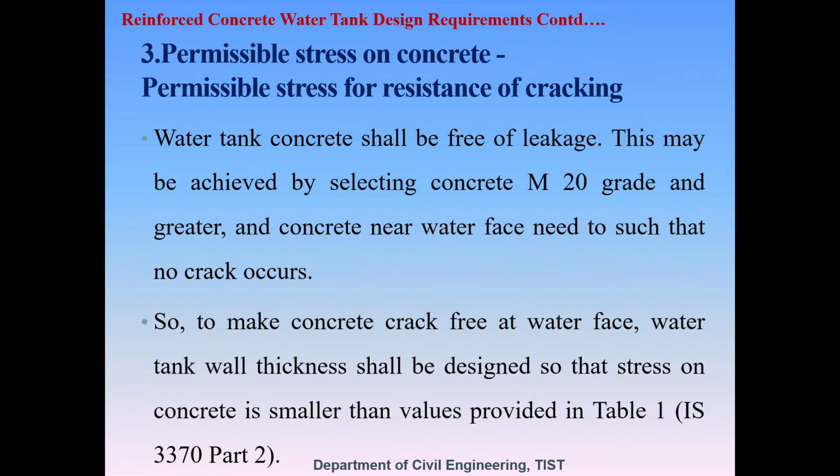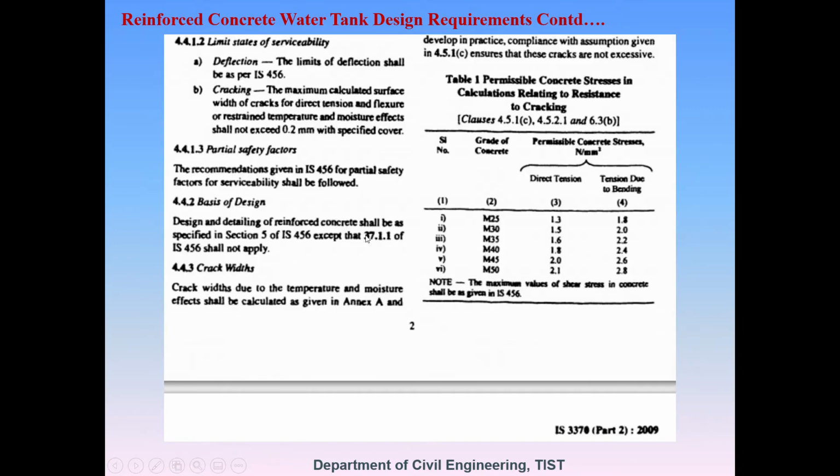The third one is permissible stress in concrete. In that, the first one is permissible stress for resistance to cracking. The water tank should be free of leakage, and this may be achieved by selecting the grade of concrete from M20 and greater. The concrete near the water face needs to be such that no crack occurs. So in order to make the concrete crack free at the water face, the water tank wall thickness shall be designed so that the stress on concrete is smaller than the values provided in table number 1, IS 3370 Part 2. This is the table number 1 in IS 3370 Part 2.